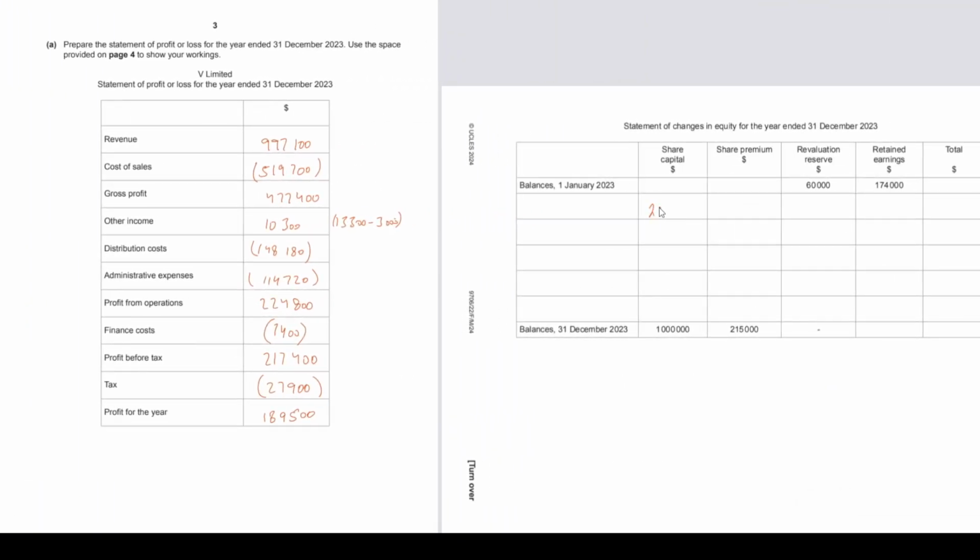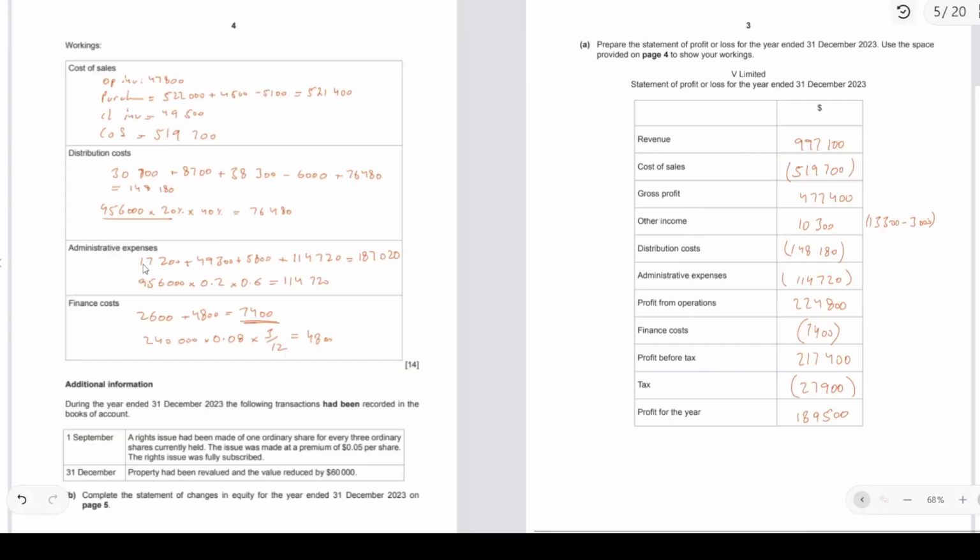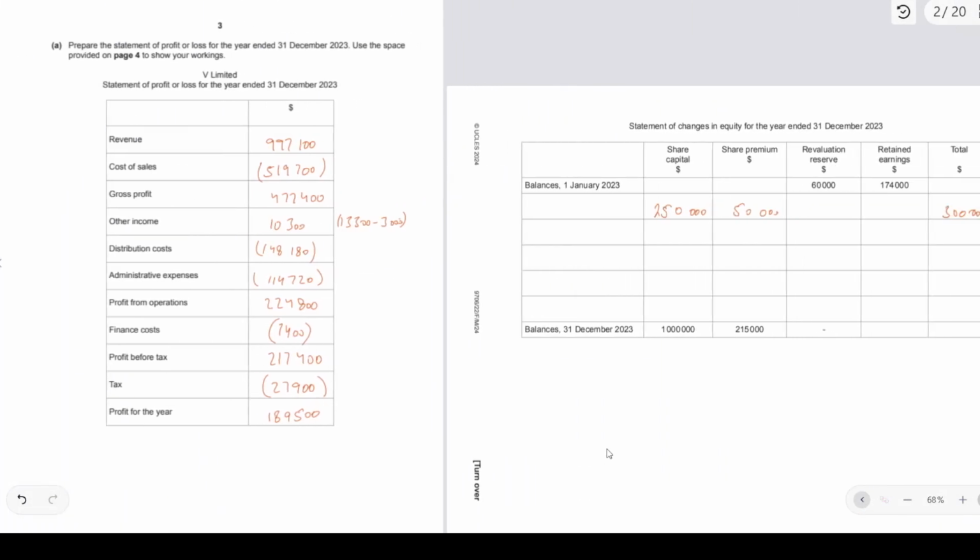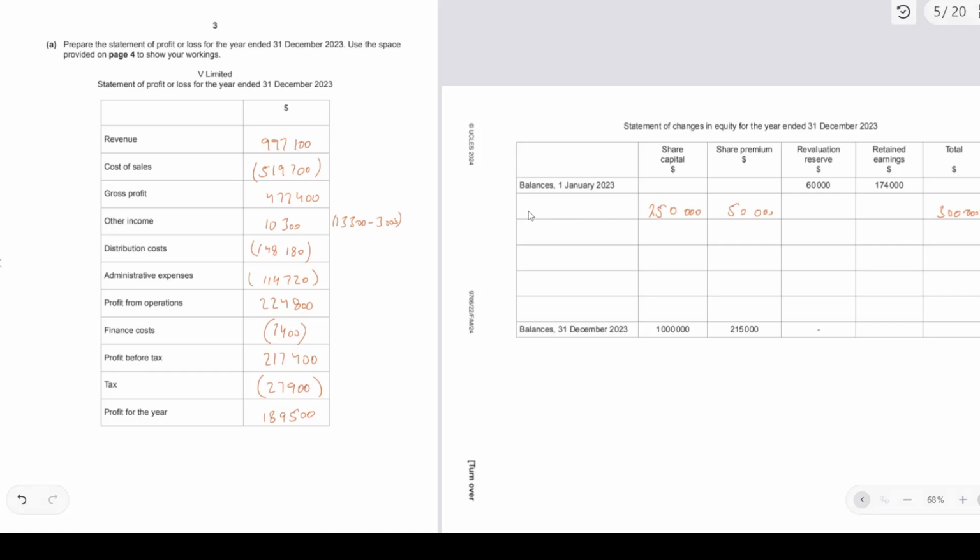250K and 50,000. That's a total increase in equity of 300,000. Okay. When did that happen? Let's see. On 1st September. Oh, we don't have to put that. We actually can say that that's rights issue.